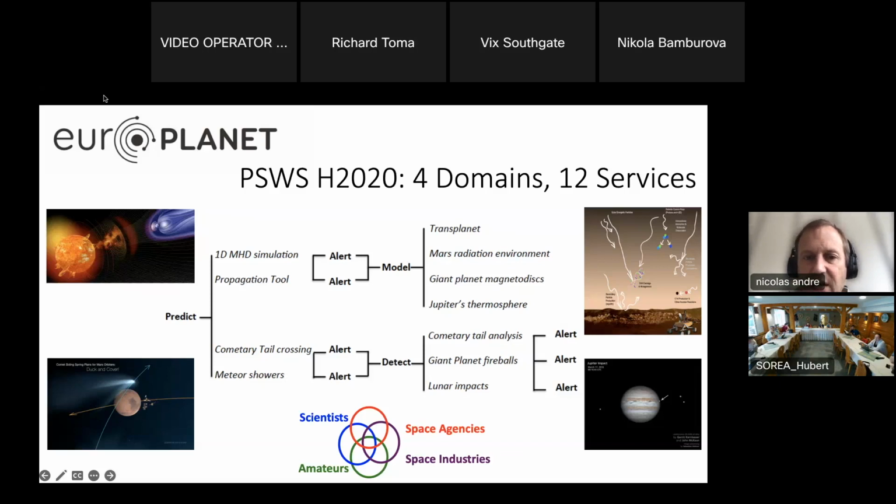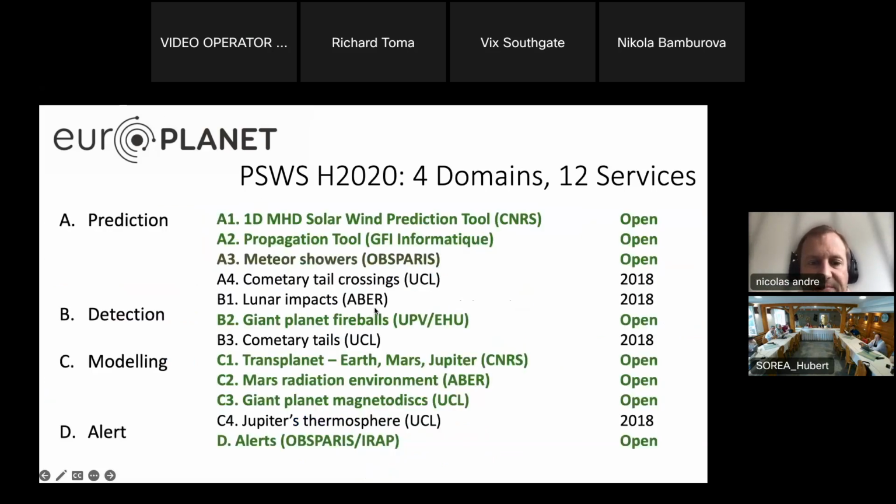And the final domain was the alert system in order to be able to alert the community when a particular solar wind disturbance arrives at the target, or when a particular solar system event occurs, so that they can react, either turn on or off their instrument, ask for ground-based or space-based observation in order to monitor this transient and this particular event. So these were all the services developed at that time.